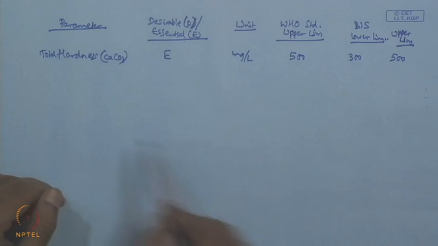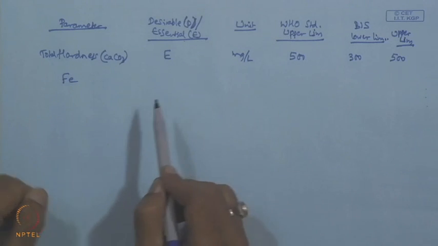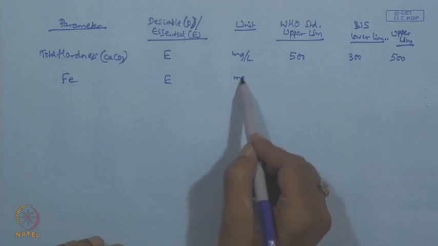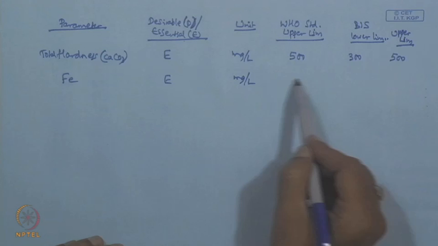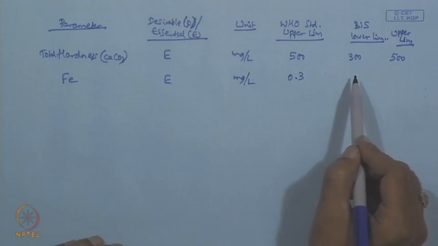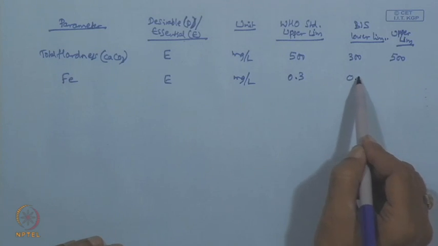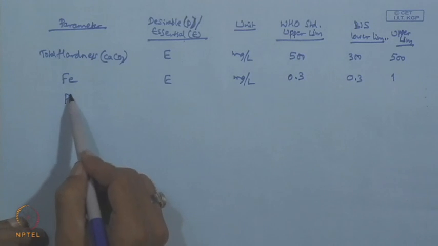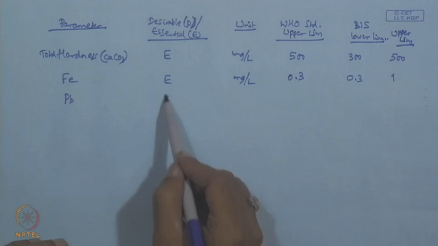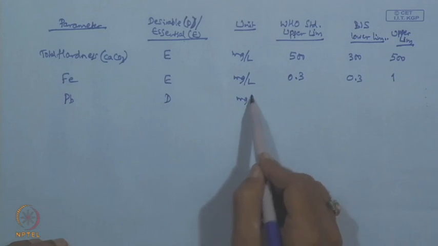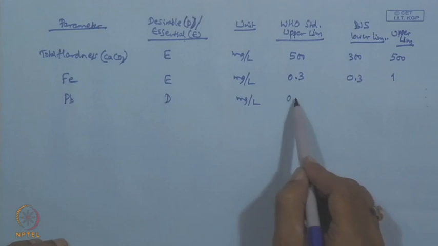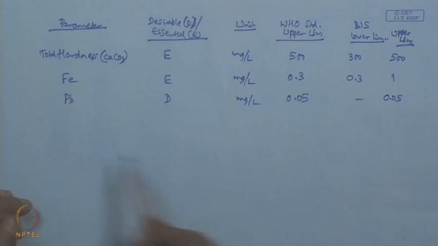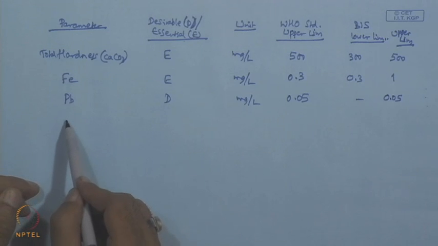And next is iron. It is essential, and the unit is again mg per liter, 0.3, and in case of the Bureau of Indian Standards it is 0.3 to 1. Next is lead. This is desirable, in mg per liter, 0.05, and here also it is 0.05 as per the upper limits.